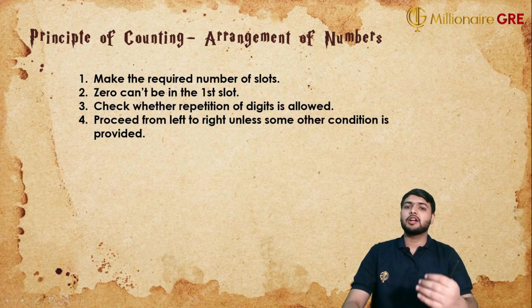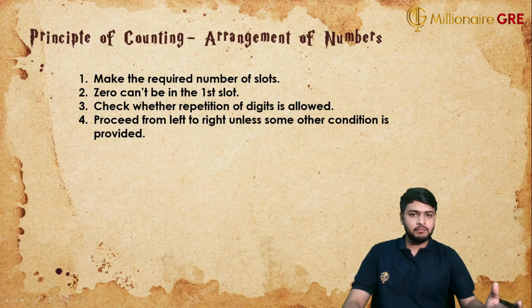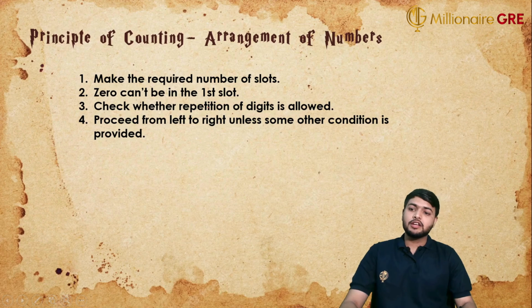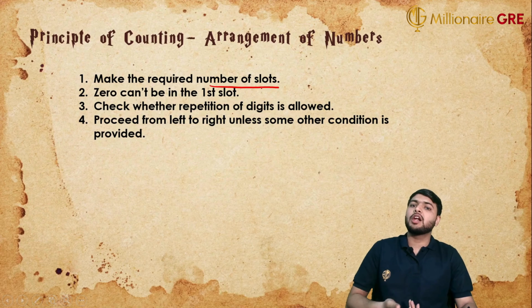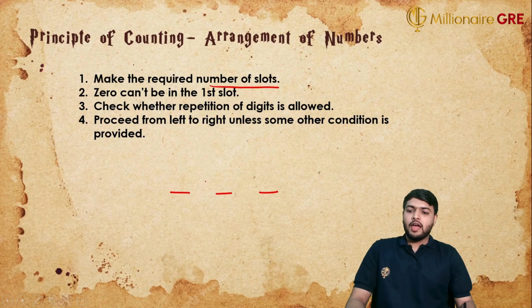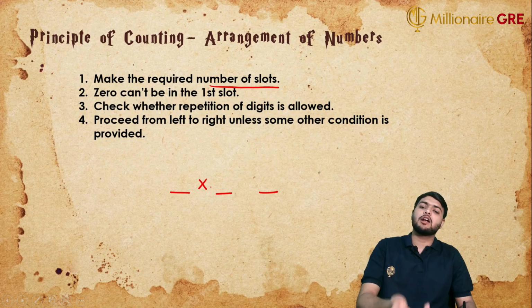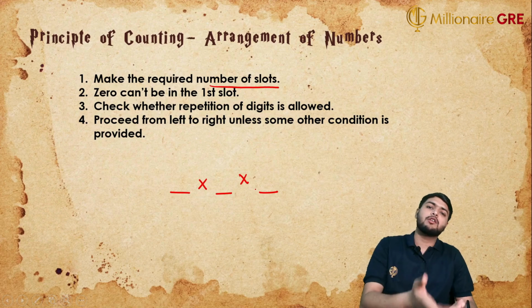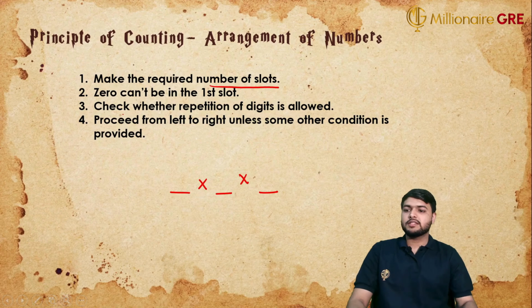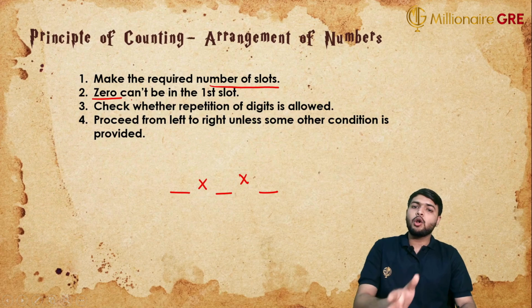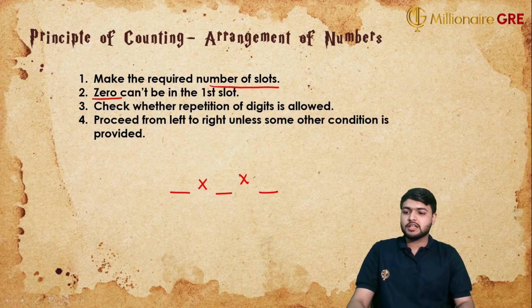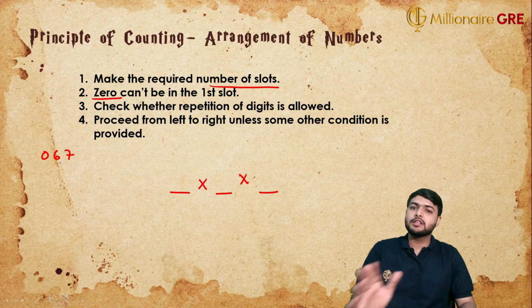There are 4 steps that you have to follow if the question is about arrangement of numbers. The first step is to make the required number of slots. That means if you are asked to count the number of 3-digit numbers, you will make 3 slots because it's a 3-digit number. And you have to check how many ways there are to fill up the first slot, the second slot, and the third slot. The second step is that 0 cannot be in the first place, because if 0 is in the first place, it no longer remains a 3-digit number. 067 is a 2-digit number, not a 3-digit number.